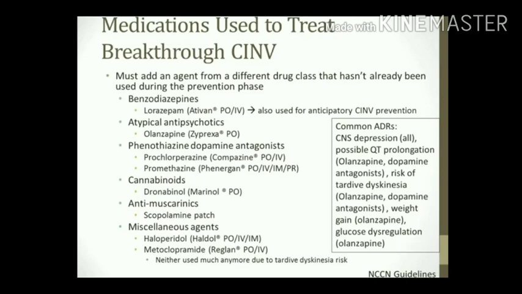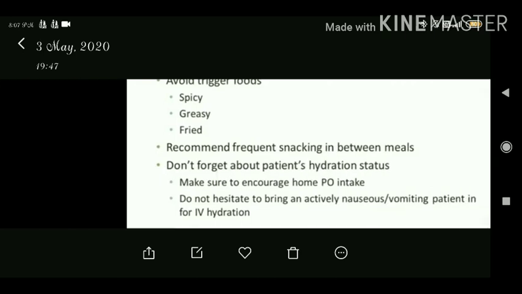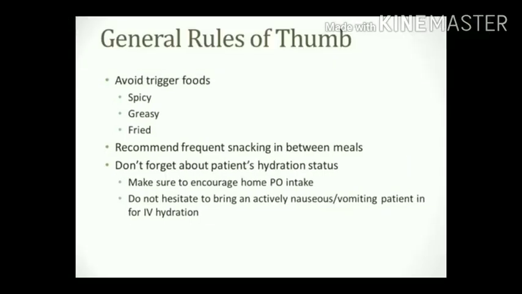In benzodiazepines we go for lorazepam, also used for the anticipatory condition, and atypical antipsychotics such as olanzapine and prochlorperazine, promethazine, cannabinoids such as dronabinol, antimuscarinics such as scopolamine patches, and miscellaneous agents such as haloperidol and metoclopramide. These are the drugs used when there is a need to treat breakthrough chemotherapy induced nausea and vomiting. And what are the general rules?